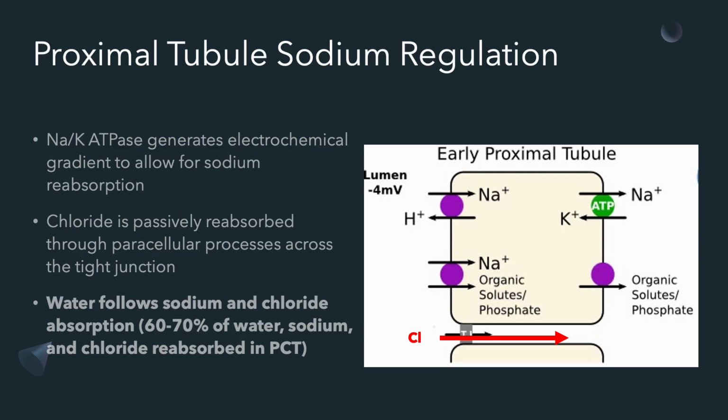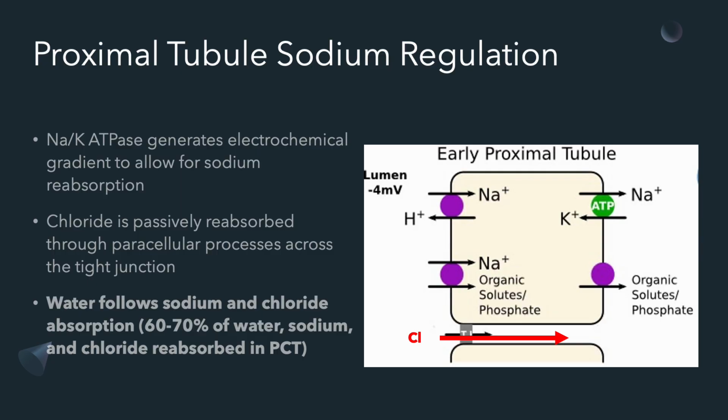On the other side, the blood side of the proximal tubule, the sodium-potassium ATPase is integral in ensuring the sodium is returned back to the blood, but it's also enhancing our electrochemical and diffusion gradients that allow more sodium to be reabsorbed through the previously mentioned mechanisms. We also have to remember that chloride is also passively absorbed through the paracellular processes, driven mainly by the electrochemical gradient that is created with the active transport of sodium across this luminal membrane.